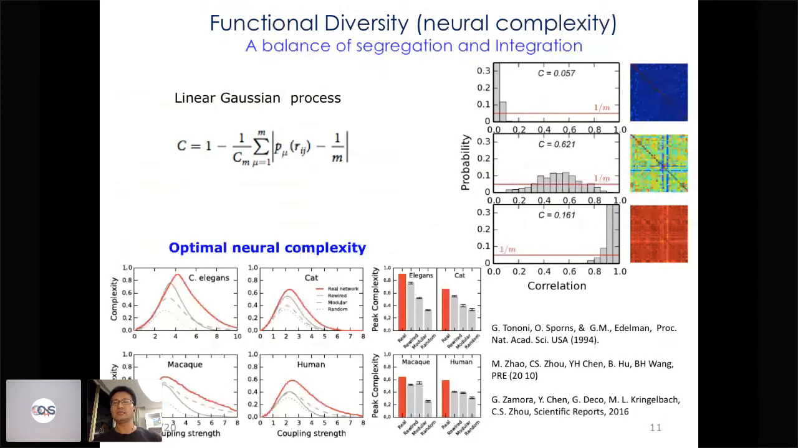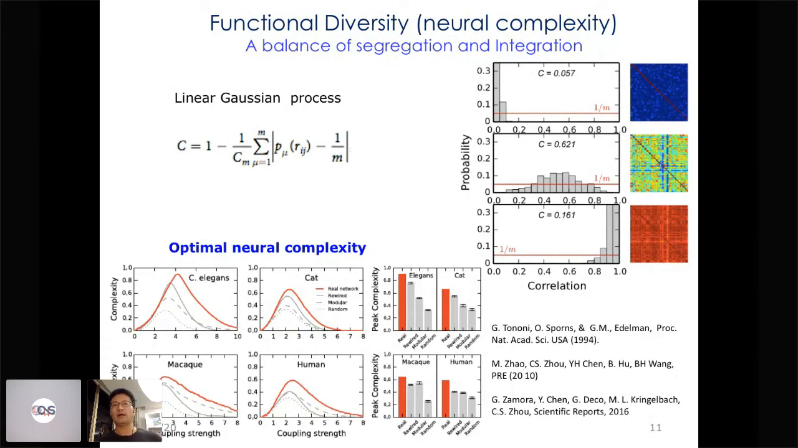In this case, the pairwise correlation value would be close to zero. The distribution would be very sharp around zero. On the other hand, if we increase the coupling strength to a very large value, the whole network is strongly synchronized, operating like a single unit. Then the subsystems cannot do something separately. There's no segregation. So what we need is something in between, right?